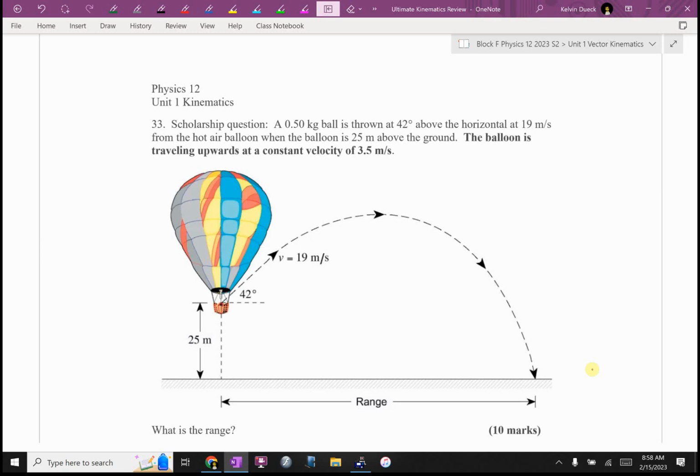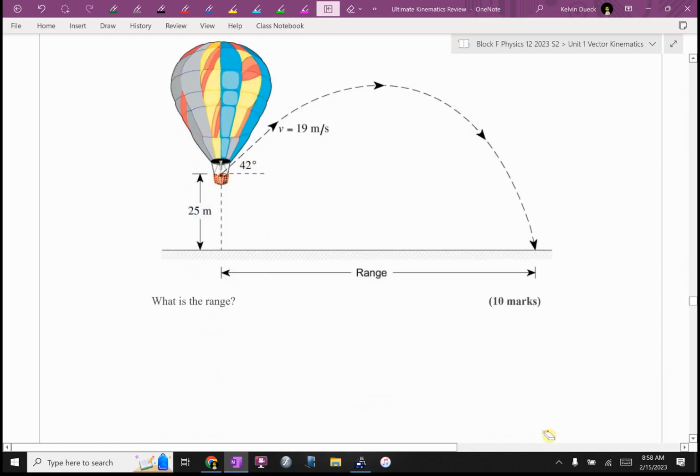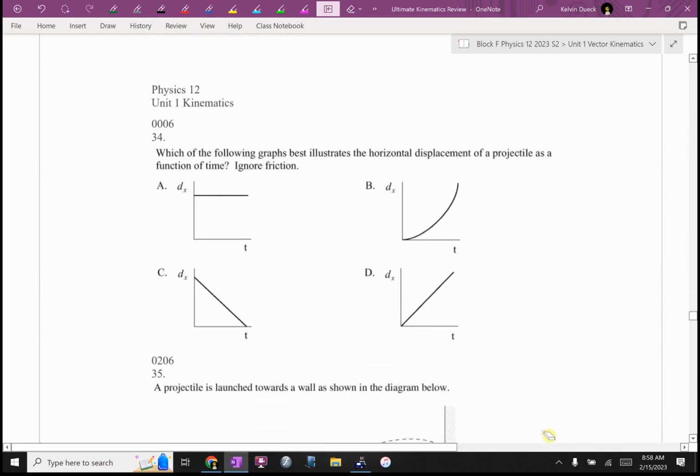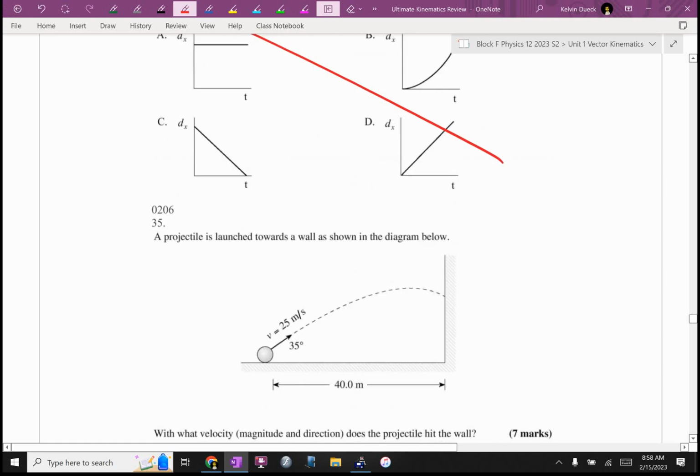You can try these. Typically, scholarship questions are far tougher than I would assign. You'll also notice they're often worth 10 marks instead of 7 marks, which means they're multi-step questions. So you can try number 33. I'm not going to say cross it out. I'm not saying I like this question. I am, however, saying you can cross out number 34.